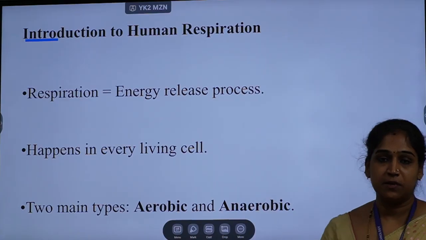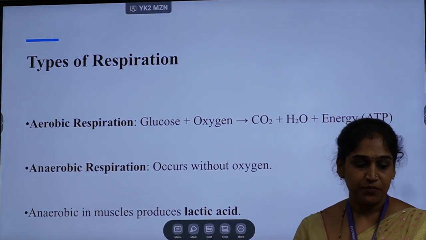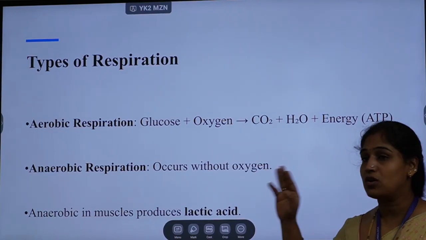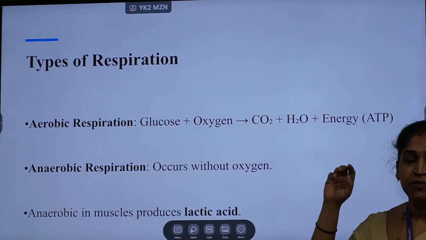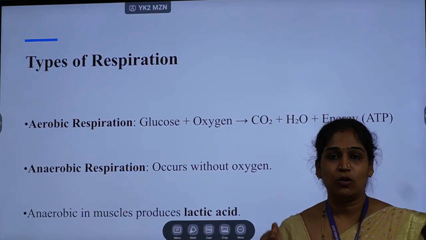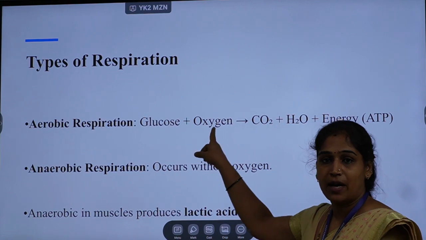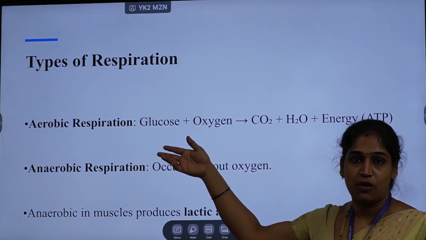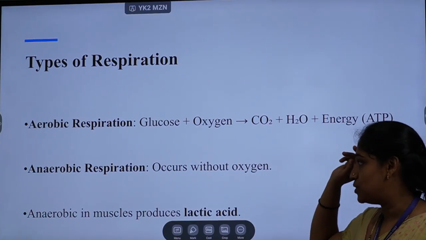There are two types of respiration. One is aerobic respiration, the other one is anaerobic respiration. Aerobic respiration, first we'll see, is whenever glucose combines with oxygen, which gives the byproducts carbon dioxide, water and energy. As human beings, we normally undergo aerobic respiration, which is in the presence of oxygen. So when the food is combined with oxygen, it releases carbon dioxide, which is expelled through the process of expiration, and water and energy, which is consumed by the cells of the body.